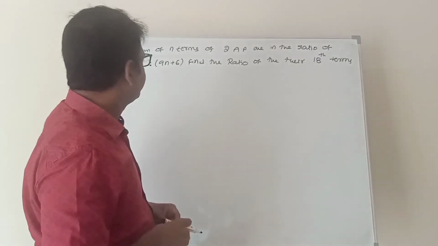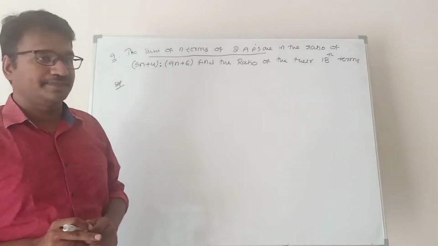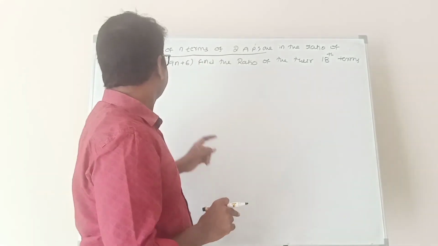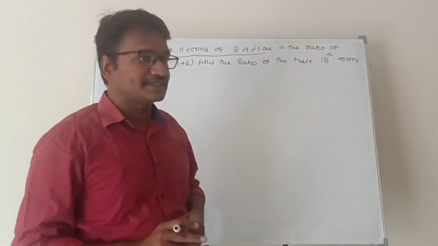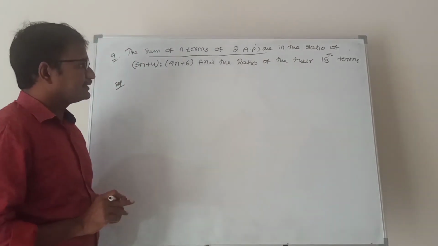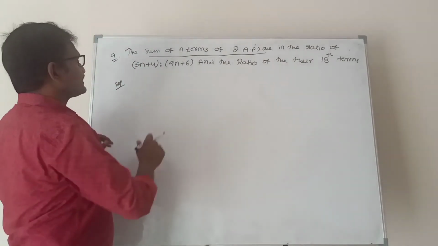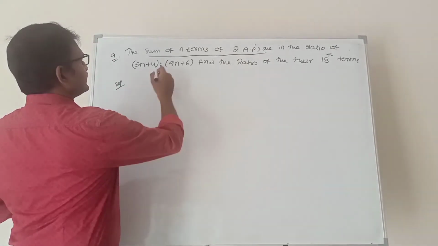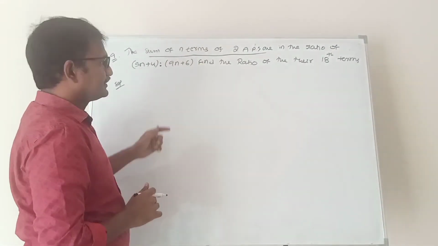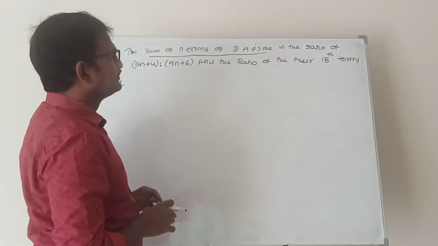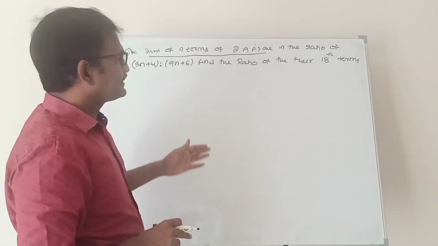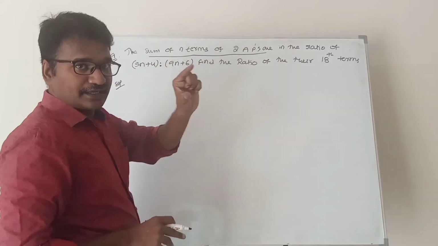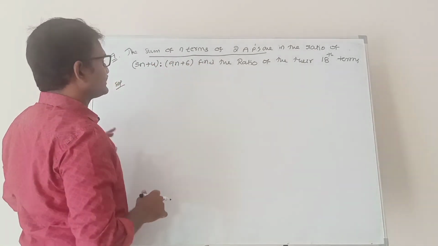Next problem. Given the sums of n terms of two APs are in the ratio of 5n + 4 is to 9n + 6, find the ratio of their 18th terms. Sum of n terms of two APs means the number of terms are the same, but the first term and common difference are different.